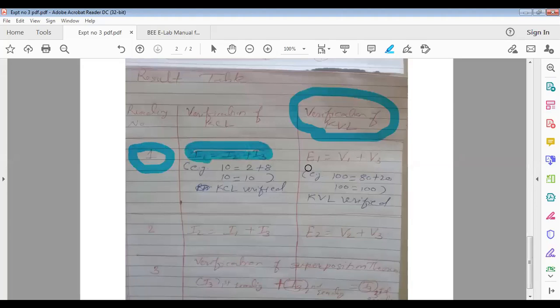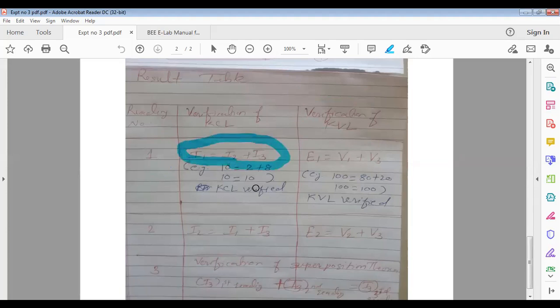So for the first reading, this is the KCL equation we got: I1 is equal to I2 plus I3, right? And what KVL equation did we get? E1 is equal to V1 plus V3. Got it? Then below it, you put the values from the observation table. For example, suppose you are getting I1 as 10, I2 as 2, and I3 as 8. So what will it be? 10 is equal to 2 plus 8, 10 is equal to 10.